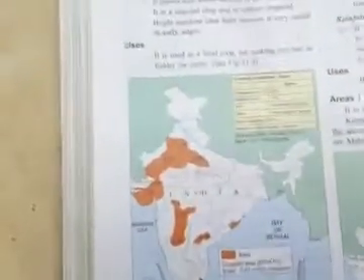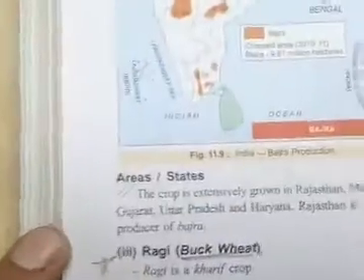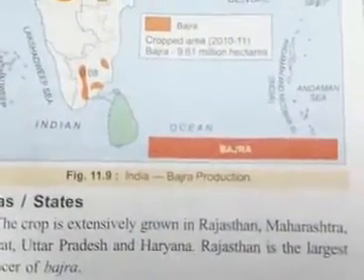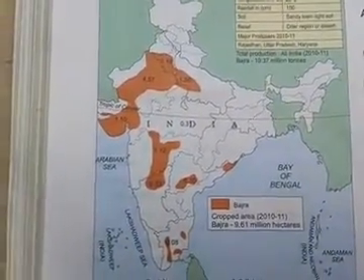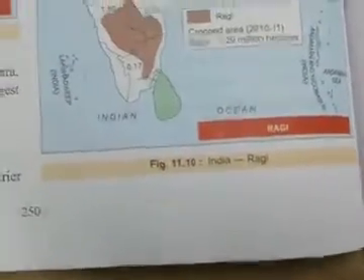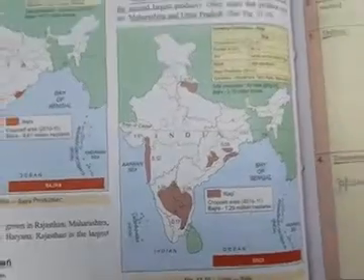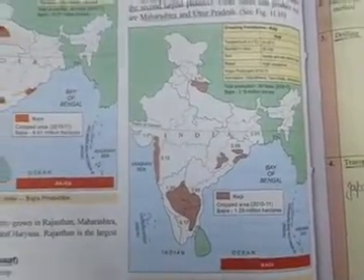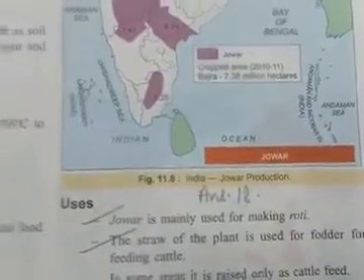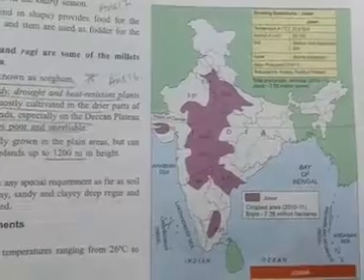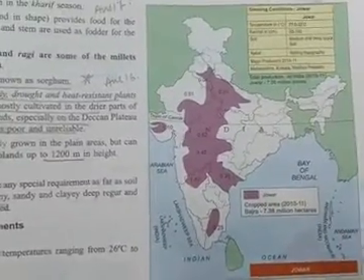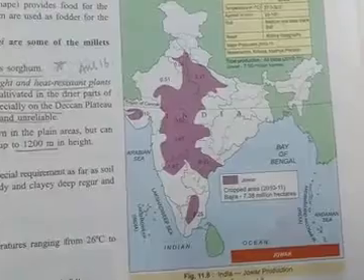Through the maps also we can understand thoroughly. This map reveals the thing about bajra production. See, all these orange colored areas are bajra growing parts of India, and here we see ragi, and the colored areas are growing ragi. So maps can explain well where the crops are found. Jowar is grown in the major part of India, in the central part, northern part, southern part of India.